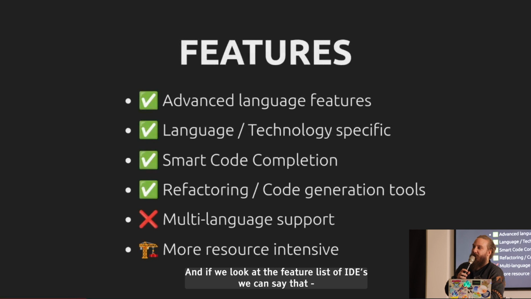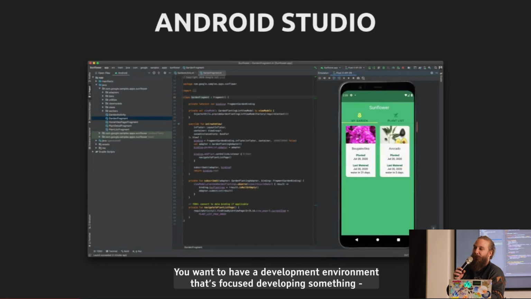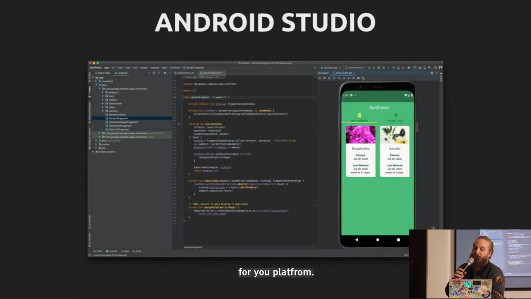And if we look at the feature list of IDEs, we can say that these are really needed against text editors because these provide advanced language features. These provide language or technology-specific tools. For example, Android Studio is a development environment for Android. You want a development environment that's focused on developing something for your platform.